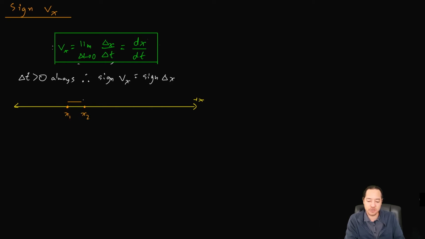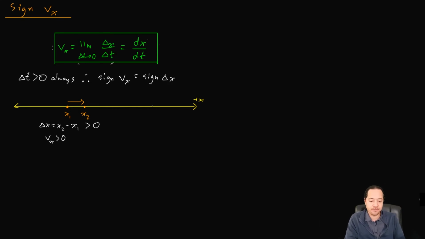In this case, the particle is moving towards the positive x direction. And so delta x equals x2 minus x1, and this is going to be greater than 0. It's going to be positive. Since delta x is positive, we know that our instantaneous velocity will also be positive.